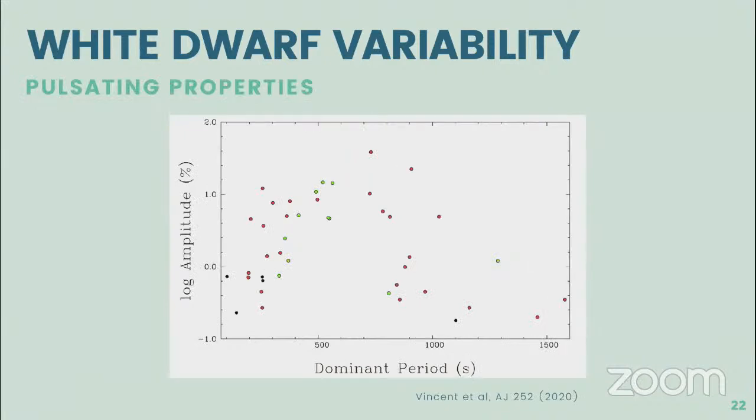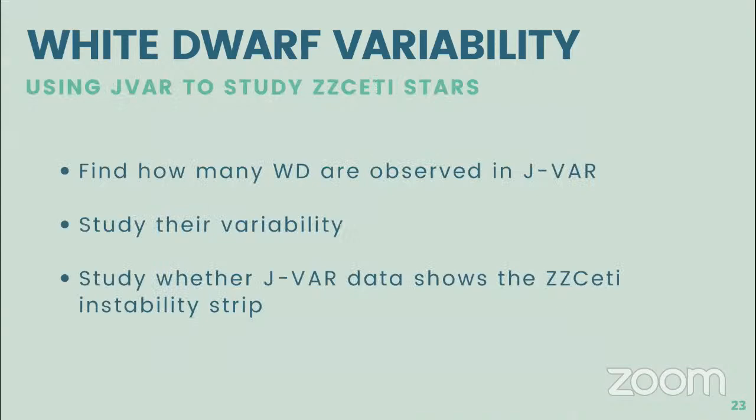So their periods go from 100 seconds to about 1,500 seconds. And their amplitudes go from very few percent up to maybe 30%, but the typical stars will be about 1 to 10%. So very little variations in their magnitudes. So it's variations that are kind of hard to observe. So our goals were to first find how many of the white dwarfs that we had were observed in J-PAS, then study their variability and study whether this data showed this instability strip.